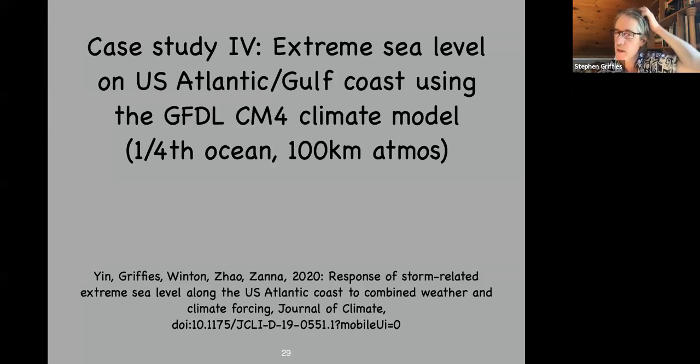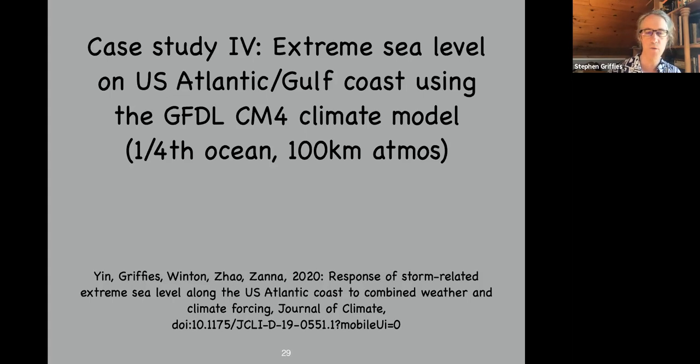What you get with a 100-kilometer atmosphere, at least in this particular one, is you start to get a representation of tropical cyclones and stronger northeasterlies and extratropical cyclones that are really essential if you're going to ask questions about extreme sea level. And what you get with the 1/4 degree, as I've argued already, is a reasonably good representation of the coastal shelf. In fact, in some regions, you get coastal embayments or harbors and stuff like that. So let's ask the question, what happens in this model when you start to look at extreme sea levels?